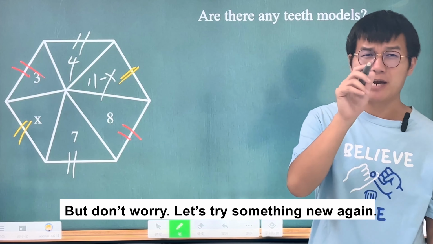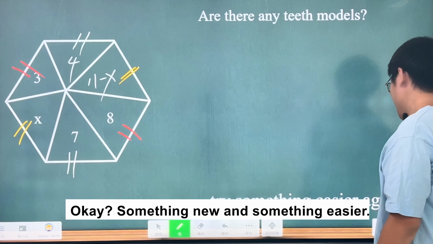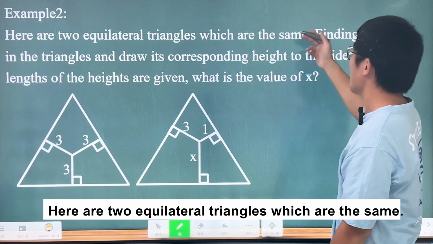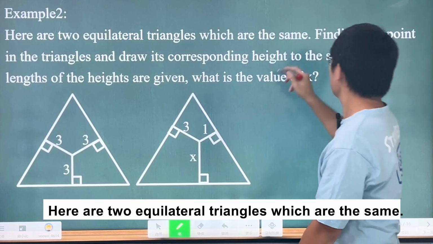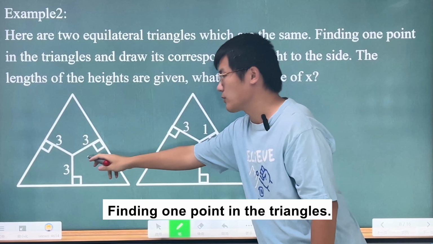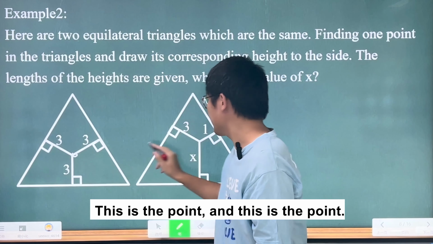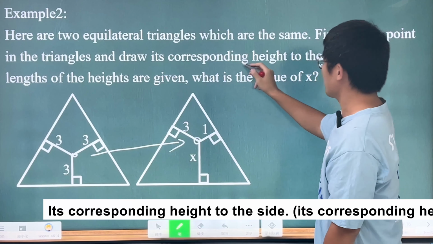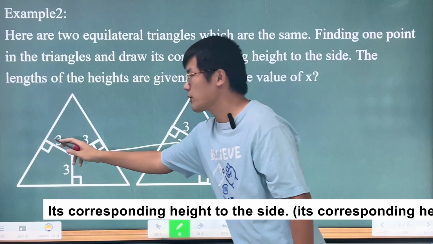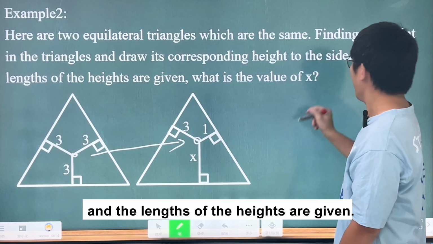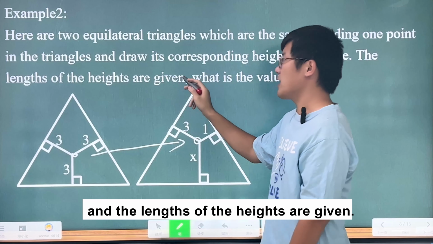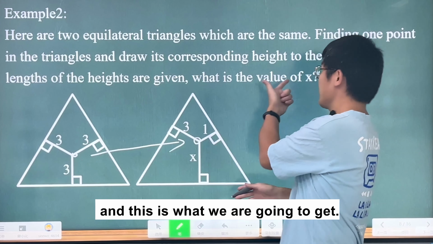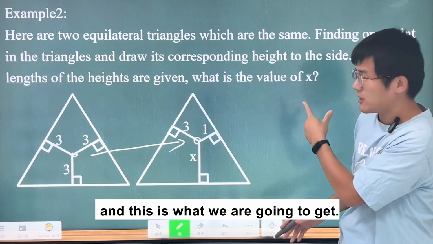Let's try something new again, something new and something easier. Here are 2 equilateral triangles which are the same. Finding one point in the triangles. This is the point and this is the point. It is changing again. Its corresponding height to the side, and the lengths of the heights are given. They're all 3, and this is 3, this is 1, and this is what we are going to get.